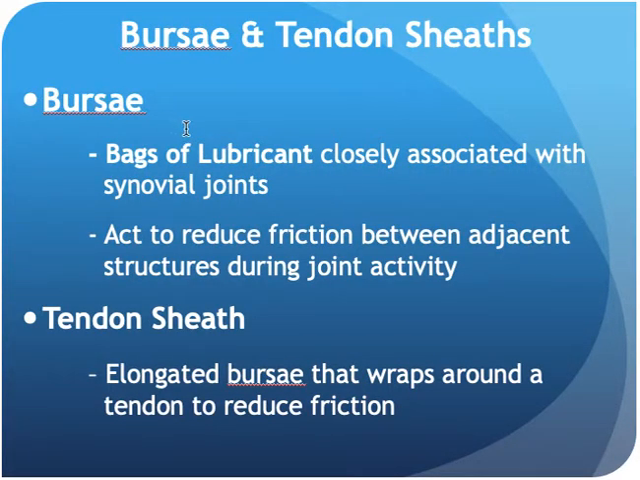We're going to have bursa. A lot of us have heard of bursitis. These are bags of lubricant closely associated with synovial joints, and their job is to reduce friction between adjacent structures during joint activity. Most of the time, your bursa keep those muscle tendons off of the bone surface. But they can get inflamed because the muscles get really irritated. You have an increase in muscle tension. They put a lot of stress on that tendon and compress it against the bone, and then you can get a lot of inflammation and pain too. A tendon sheath is basically just an elongated bursa, and it wraps around a tendon. Again, the main job of all of these is to reduce friction between these structures.